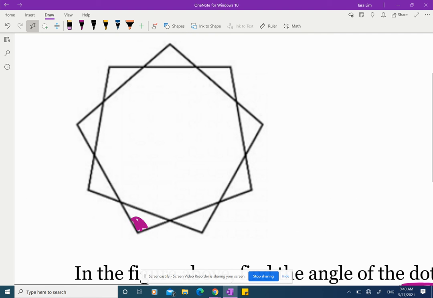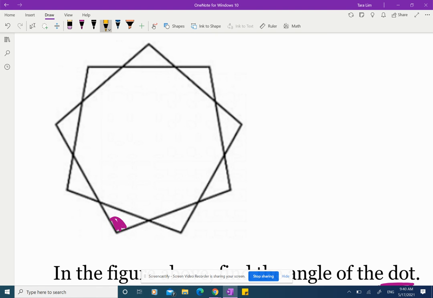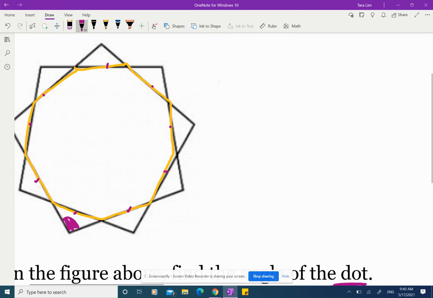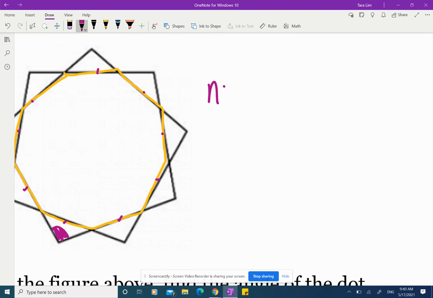So here, let's try to look at a different angle. So here I'm going to draw in the middle. You can see if we join the lines up, it's a regular polygon. So that means I assume that all of the sides are the same. So it's a regular polygon. And if we count the sides, 1, 2, 3, 4, 5, 6, 7, 8, 9, it's a 9-sided polygon. So this is called a nonagon.